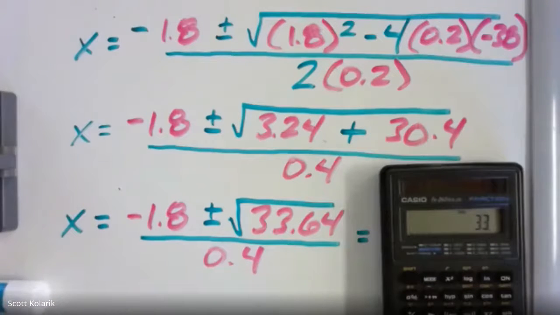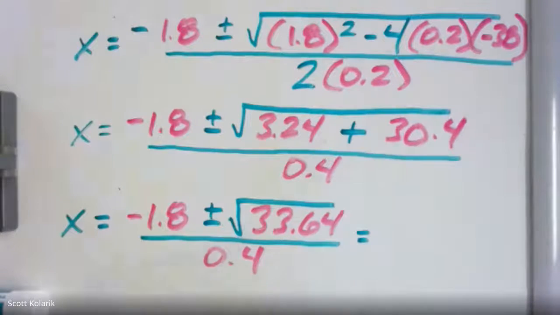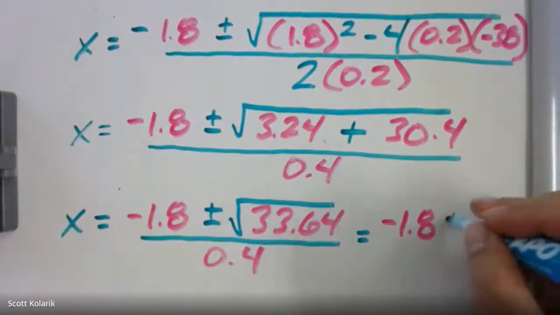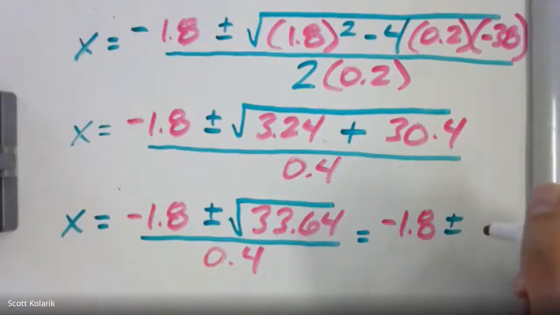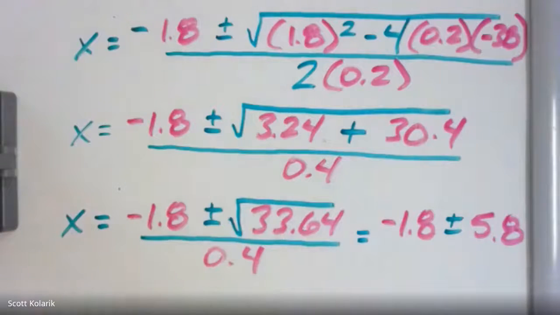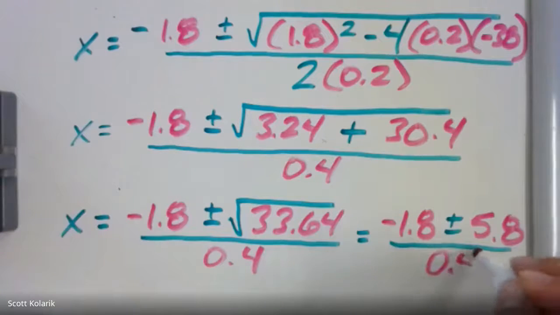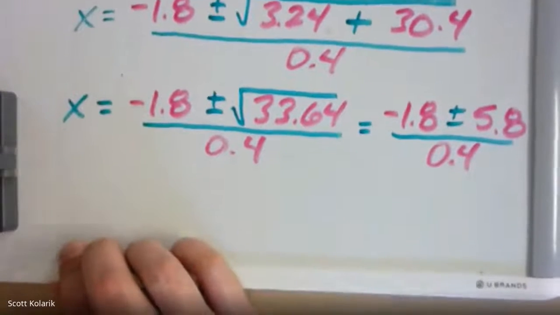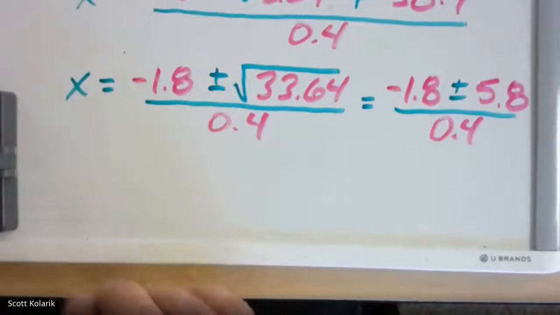If I were to actually take the square root of 33.64, it's friendly enough, 5.8, right? And so when I simplify this a little bit further, I get negative 1.8 plus or minus positive 5.8. That ended up being friendly enough. And all of this is still over 0.4. All right, so now I have to remember that this plus or minus represents 2 different equations. So let's write out those equations at this point.